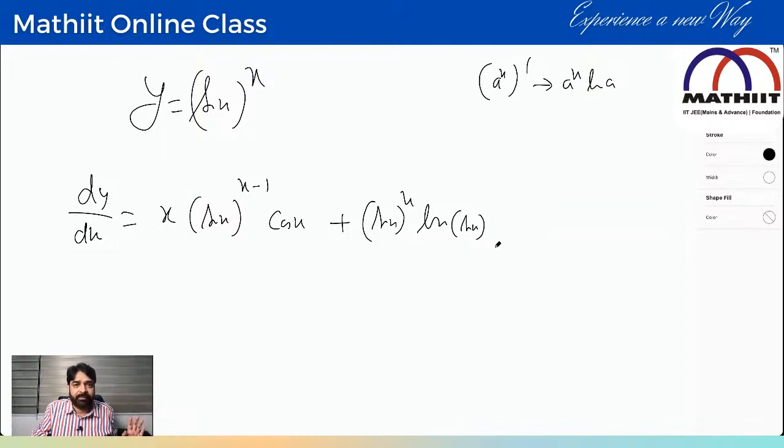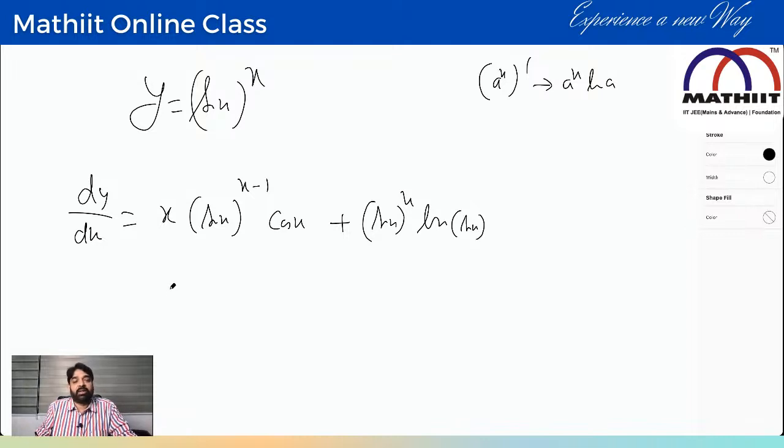No need of writing it. The variable differentiation always needs to be done. Here the variable was sin x, so I wrote the sin x differentiation in the product. Here the variable is x, the x differentiation is 1, so there is no need of writing it. Question is over, we finished. This is the answer.